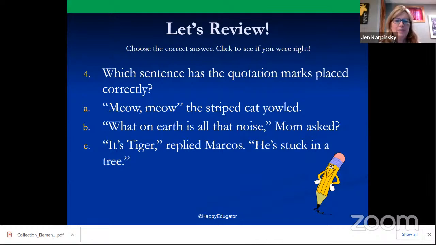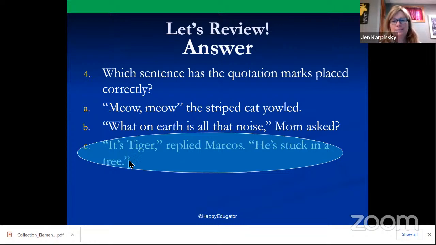"Meow, meow," the striped cat yelled. "What on earth is that noise?" Mom asked. "It's Tiger," replied Marcos. "It's stuck in a tree." If you said C, you're correct.